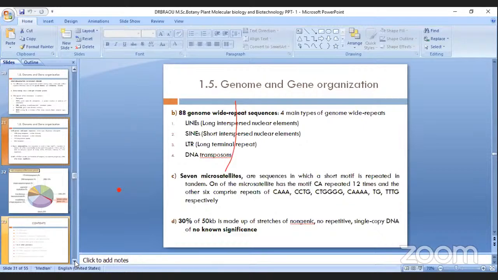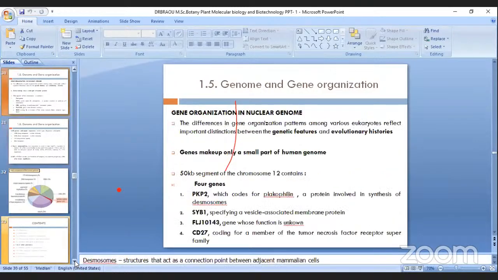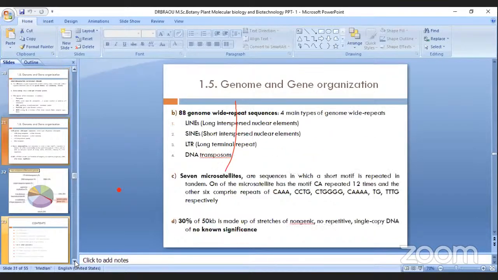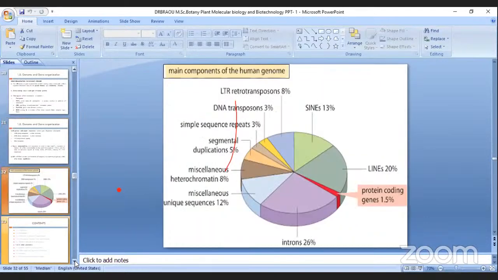So 30% of this 50 kb segment which we are talking about is made up of stretches of non-genic, non-repetitive, single copy DNA which has no known significance. As we discussed, the genes make up only a small part of the human genome. This 50 kb segment is an example where you see only 4 genes, and the rest is genome-wide repeat sequences, microsatellites, and 30% of no significance. These are the main components of the human genome.